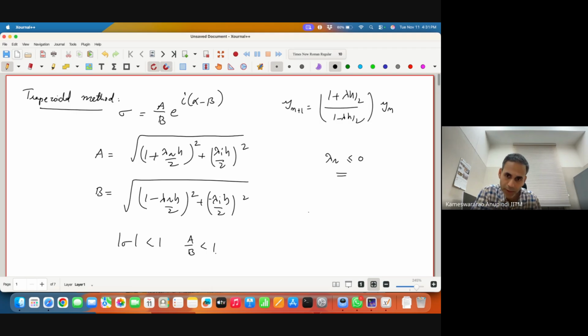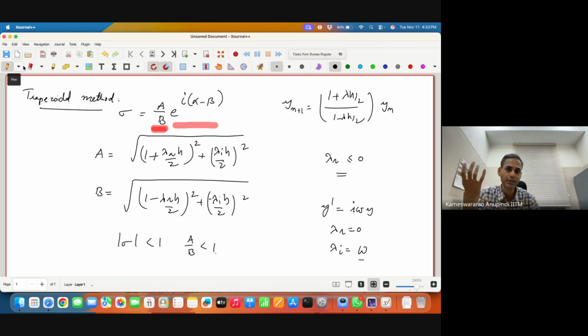But now we want to look at purely imaginary lambda. That means we want to see y prime equals I omega y. In this case lambda r equals 0 and lambda I equals omega. So this is just omega. Then when lambda r equals 0, what is a by b? We know that a by b controls the amplitude, and e to the power I alpha minus beta controls the phase, correct?